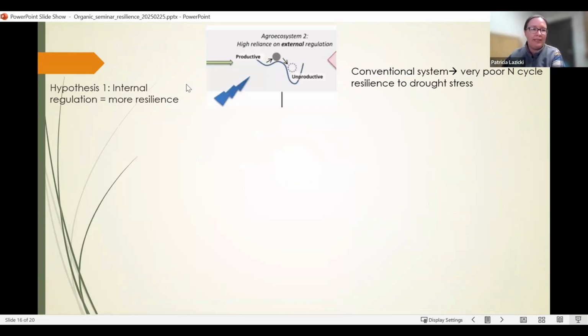So how did this feed into our hypotheses? We have our first warm and fuzzy hypothesis, internal regulation, more resilience. And I think we saw that in our conventional system nitrogen cycling. This is, again, very low organic matter, low biological activity, very poor nitrogen cycling ability. It's getting all of its nitrogen synthetically. And we saw no recovery of the nitrogen cycle after the drought stress.